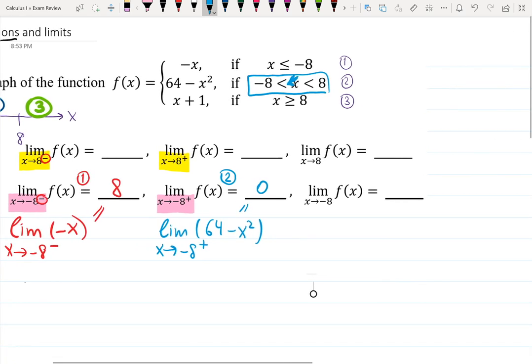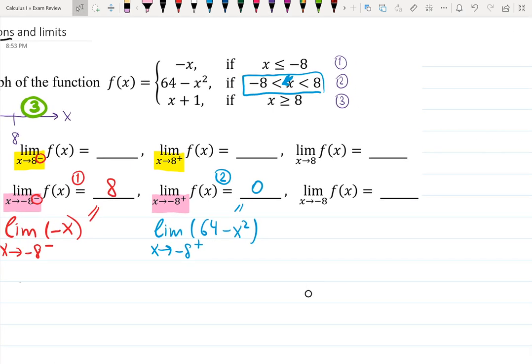What is the conclusion? Well, the left limit should match the right limit in order for the limit at the point to exist. 8 did not match with 0, so the limit as x approaches -8 of this function does not exist.